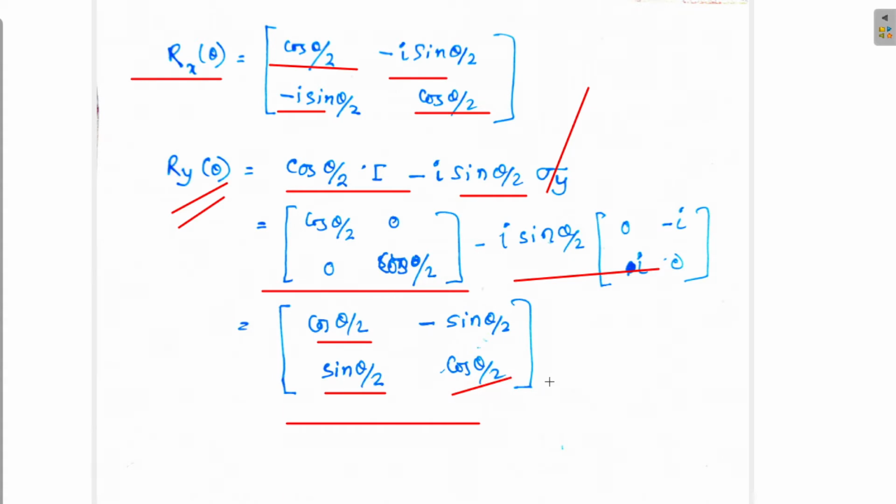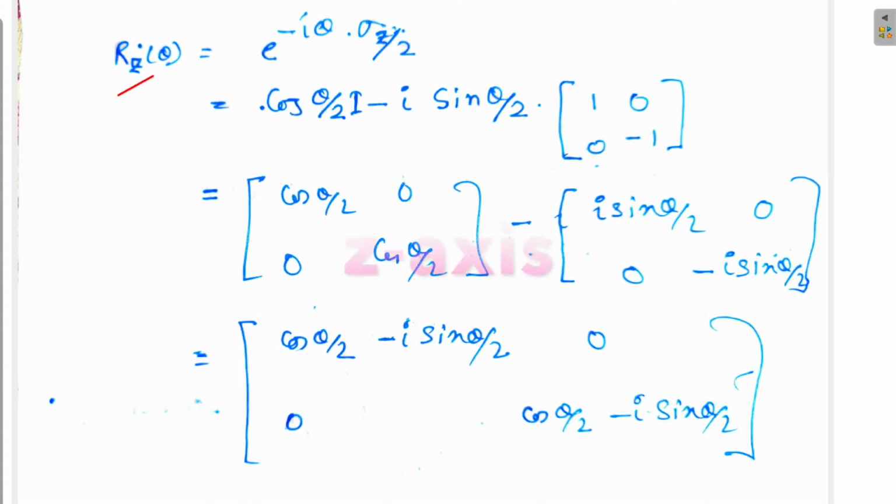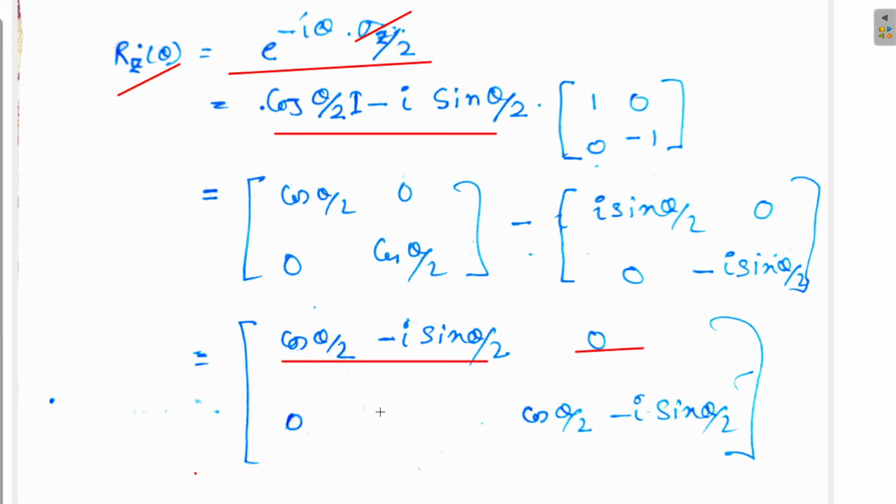Then coming to the rotation matrix about the z-axis, which can be written like this, okay? We'll just replace the sigma with sigma z. So after simplification, the final rotation matrix can be written like this, okay? These are the elements of the rotation matrix about the z-axis.